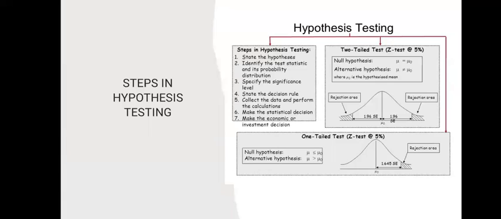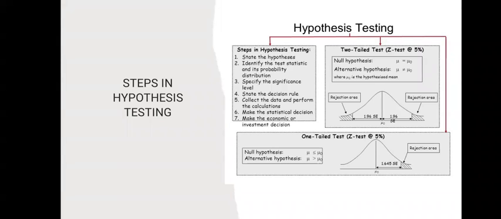So the steps of conducting hypothesis testing, as explained yesterday, were that first of all, we state the hypothesis, then we identify the test statistic and its probability distribution, specify the significance level, state the decision rule, collect the data and perform the calculations, make the statistical decision, and make economic or investment decisions.